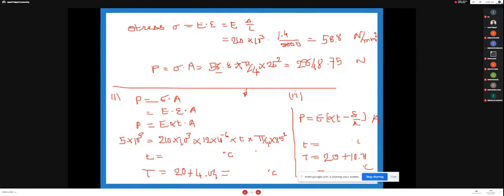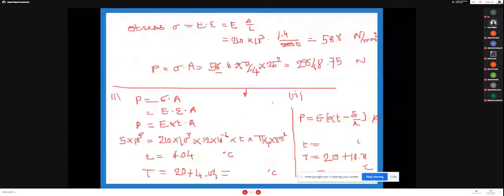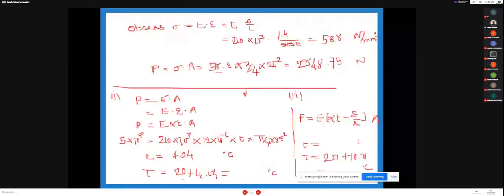4.04. Okay. So in this equation, what is T? T is the temperature variation. If you refer to the previous one, 20 degree, and we take the temperature here, that is your temperature difference. So if you calculate the temperature, just add this atmospheric temperature. That's why here you can see 20 plus 4.04. So this will be your final temperature, 24.04.